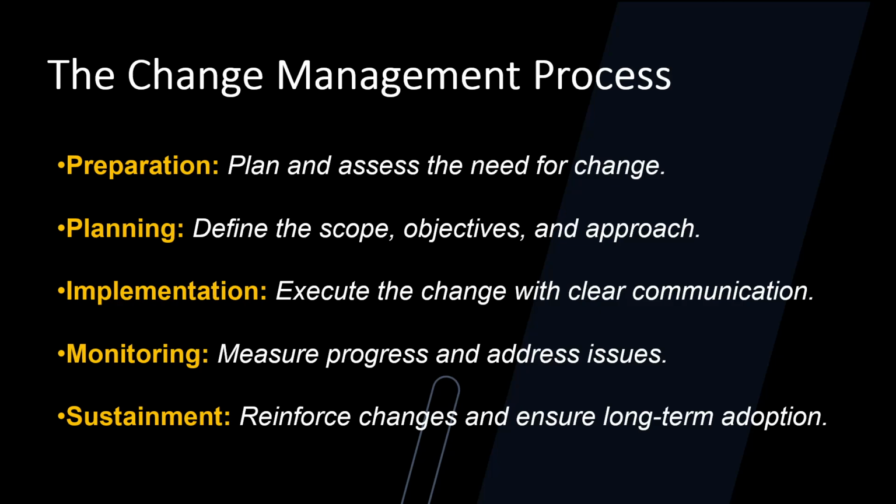Because if we know the scope, then we can decide the objective, like what we are going to achieve after implementing that change, and the approach, like how we are going to implement that change. The third one is implementation, wherein we will execute that change with clear communication with all the stakeholders, all the parties, so that all will be aware that this change is going to be implemented.